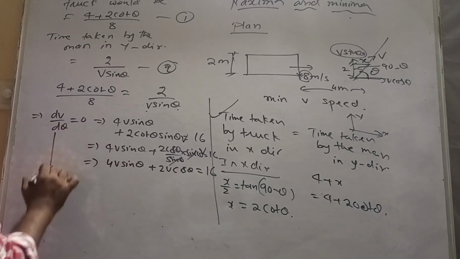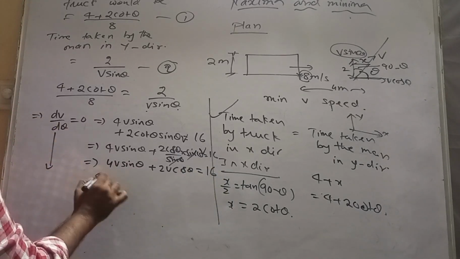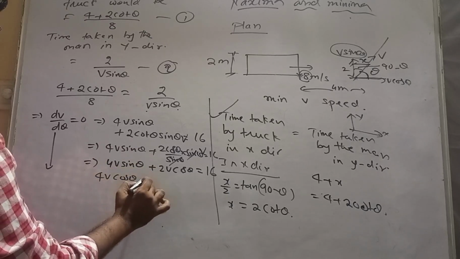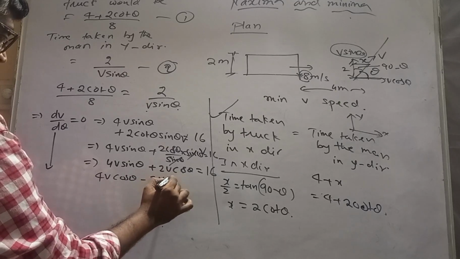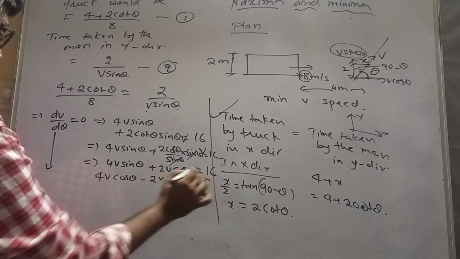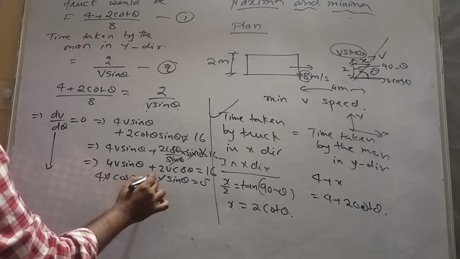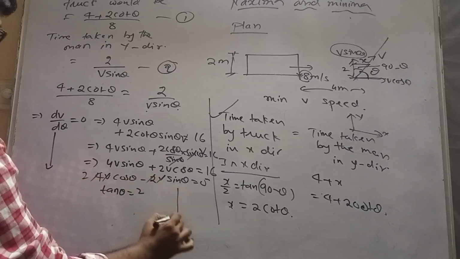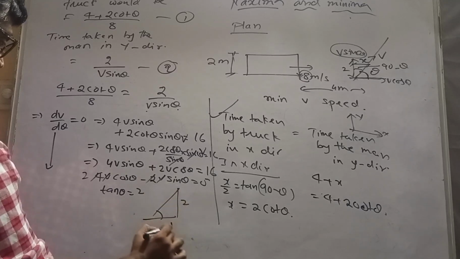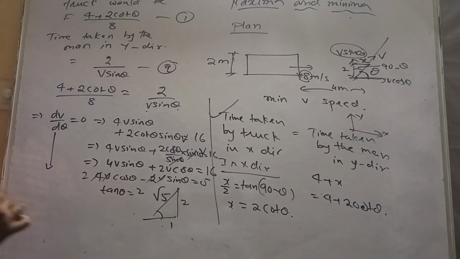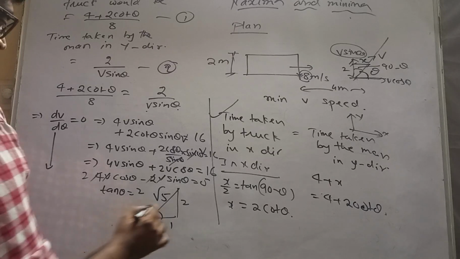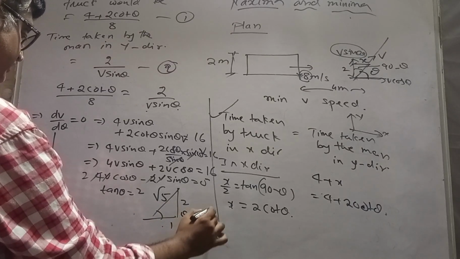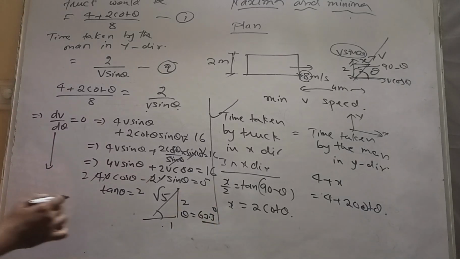Now we'll apply the concept dv by d theta is equal to 0. Differentiating, this becomes 4v cos theta minus 2v sin theta is equal to 0. We cancel 2, and if you simplify, tan theta is equal to 2. That means tan theta is equal to 2 by 1, and the hypotenuse will be root 5. So this angle is approximately 63.3 degrees, I guess. So we have found out the value of theta.